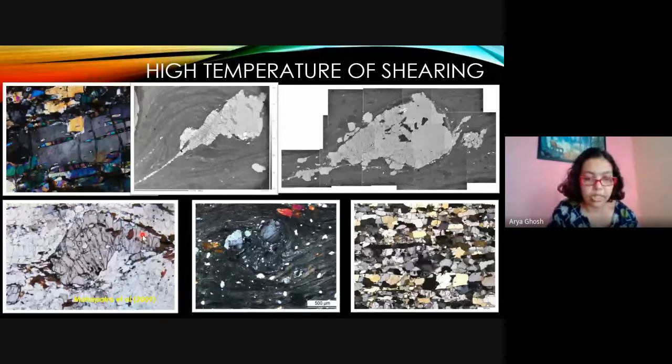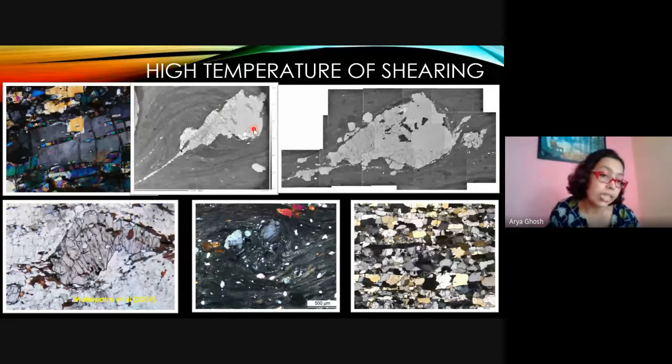So the shearing was quite a high temperature one, which was favorable for formation of the garnet in the charnockites. In these two rocks, except this one, all the figures represent charnockites. In these two we can see brittle-ductile deformation in the garnet, so the long tail formation and also this brittle failure. This brittle-ductile transition in garnets usually happens at temperatures close to 700 degrees centigrade.